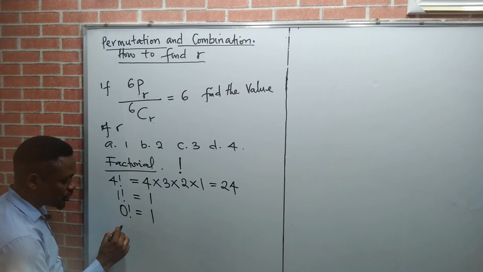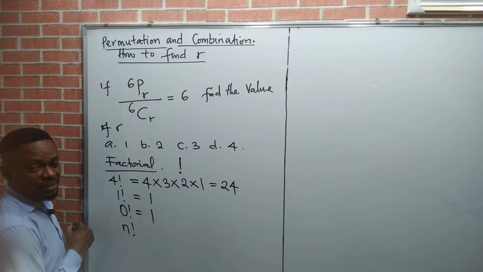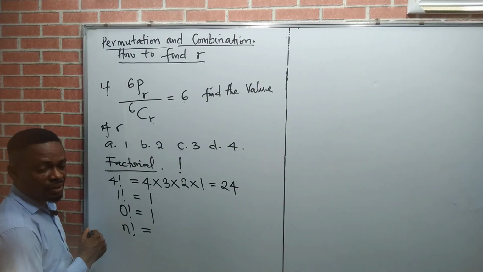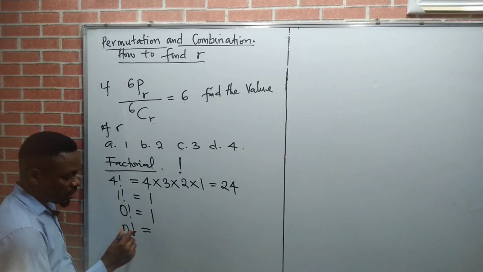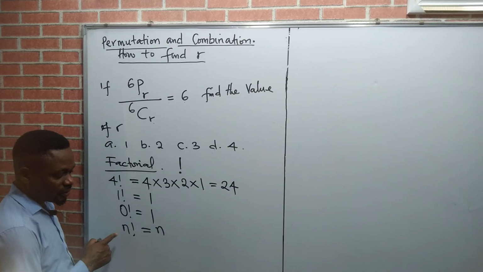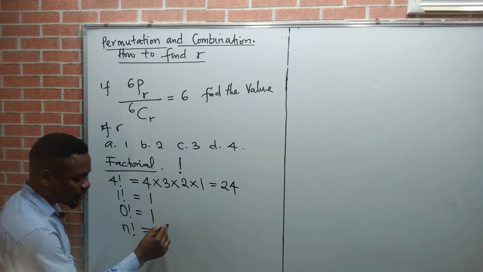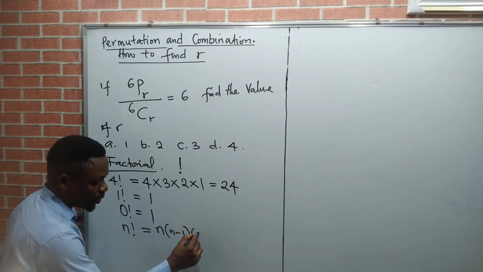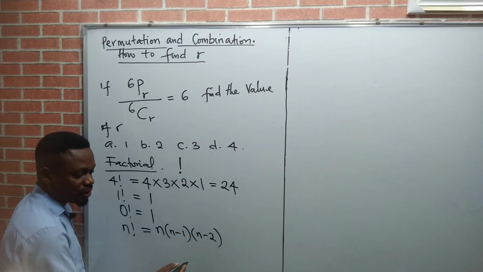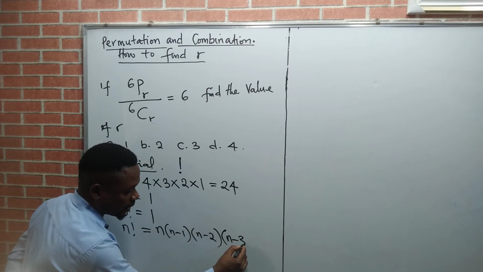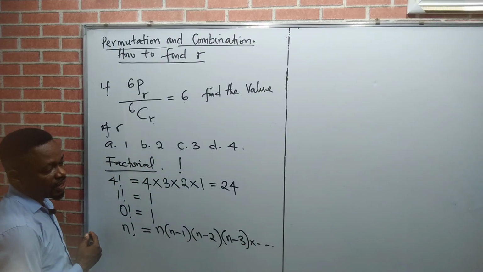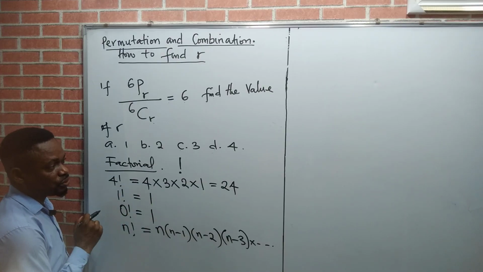Now another thing I want you to understand, what if it is like this and they didn't give you the value of n? So how do you expand it? Start with the value given. Here the value given is n. Start with n. So it will now decrease to n minus 1, then n minus 2, then n minus 3. And this thing continues. Have I made myself clear? So this is exactly what I want you to know first before we now solve this problem.